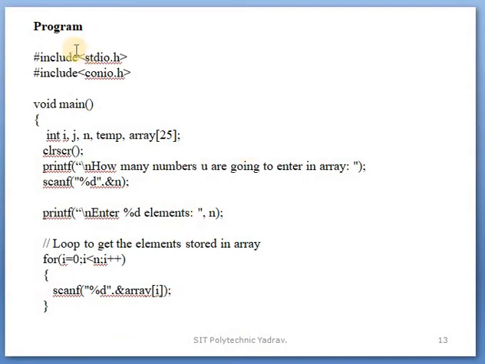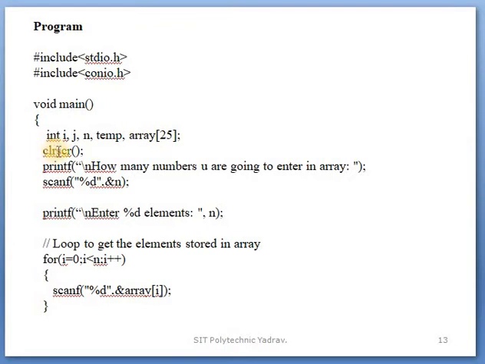After that, the program using C. Anytime a question may be asked to write the C program also. So, hash include stdio.h, hash include conio.h. You already know these are the header files. Then main is the function. int i, j, n, temp, array of 25. These are the variables used in our program. In that, we take an integer array whose size is 25.